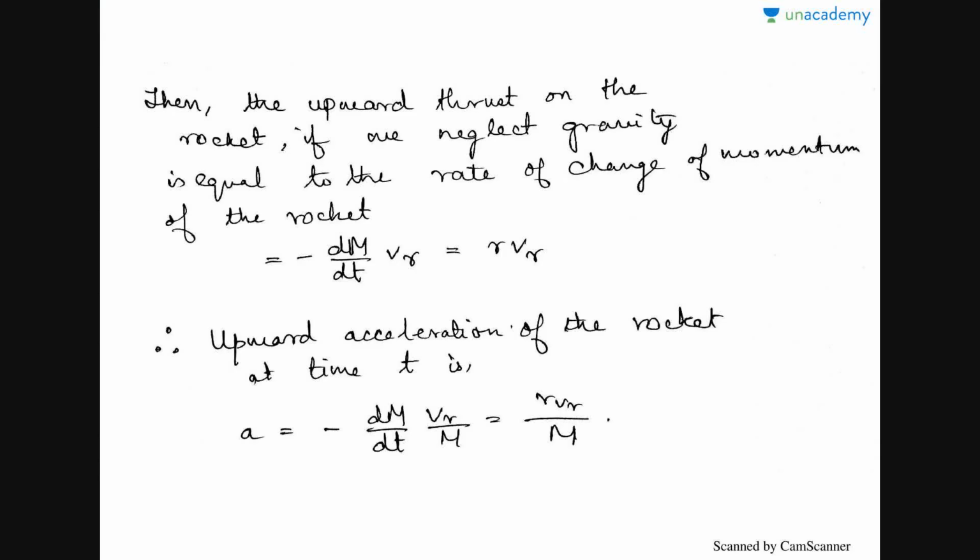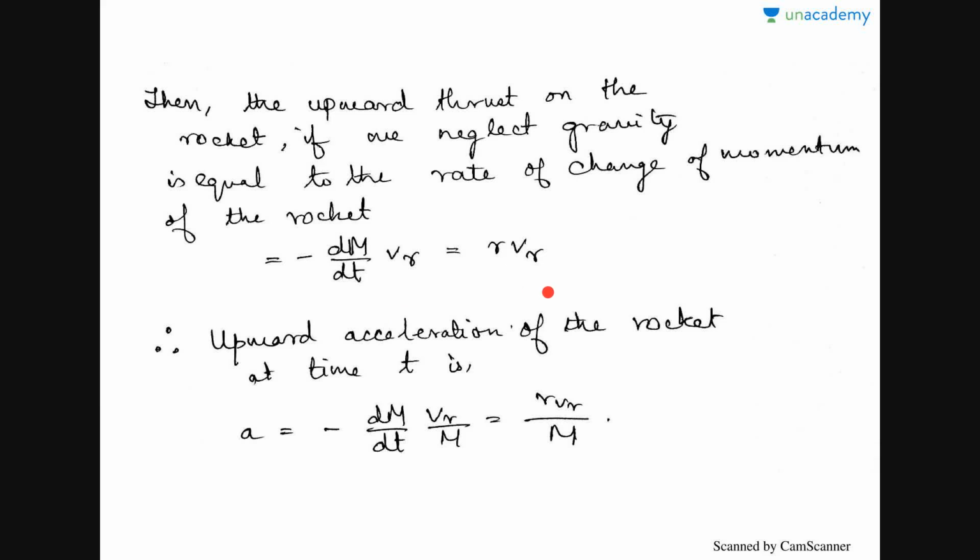Now, the upward thrust on the rocket, if one neglects gravity, the upward thrust meaning force, is equal to the rate of change of momentum of the rocket. So the rate of change of momentum is m dv/dt. Since the mass is variable here and not the velocity, we can write that the product of minus dm/dt and Vr is the rate of change of momentum. Now minus dm/dt is r, so r Vr is the rate of change of momentum.